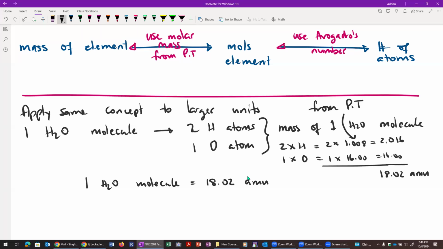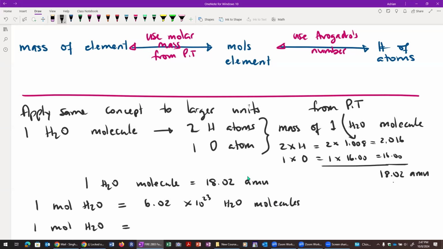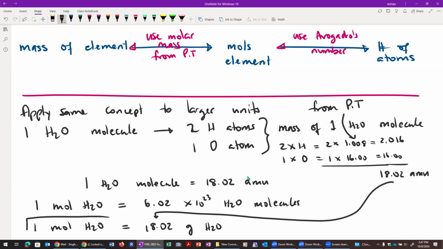Now, it's more realistic to work in moles, as we said before. So if I have a mole of H2O, that means I have 6.02 times 10 to the 23 H2O molecules. And it just so happens that if I have a mole of H2O and I calculate the mass of that sample, it's going to be the same number, 18.02, but now the unit is grams of H2O. And this is the molar mass of, in this case, water.